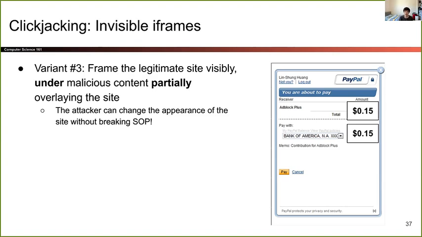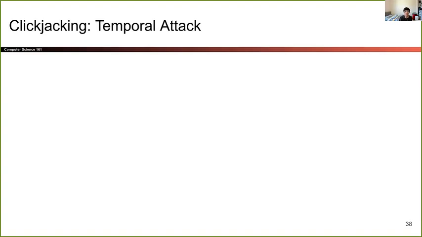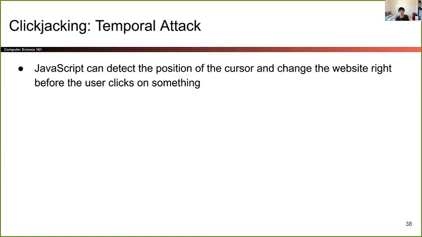All right, so that sort of exploits the dimensions of space, but we can get trickier. There's also a temporal attack that we can execute. JavaScript has the ability to know the position of the cursor. And if, when we go to click on something, suddenly that content changes before we realize it, then our click ends up registering on something else.